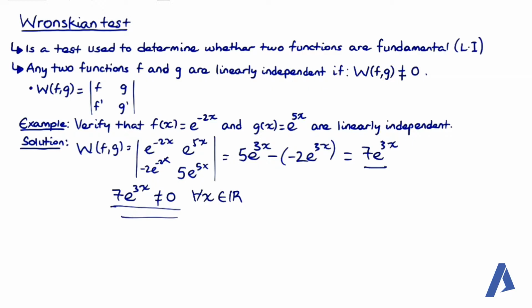We know that 7 e to the power of 3x is different from 0 for all x an element of real numbers. ማለትም there isn't a number in the set of real numbers such that this equation becomes true. ስለዚህ ይሄንን determine ካደረግን if the Wronskian is different from 0 linearly independent ነው ማለት እንችላለን ማለት ነው. Hence f and g are linearly independent.